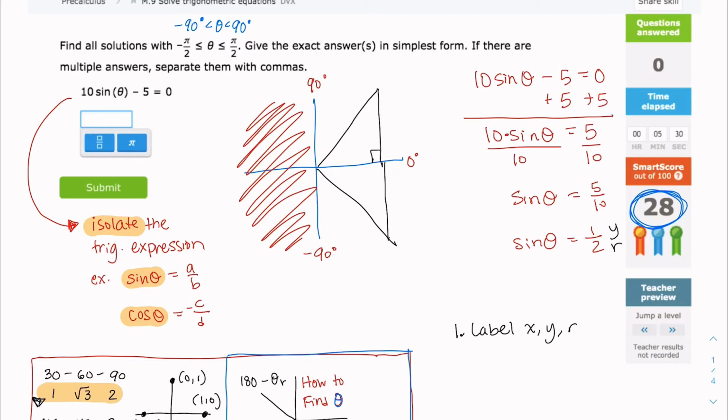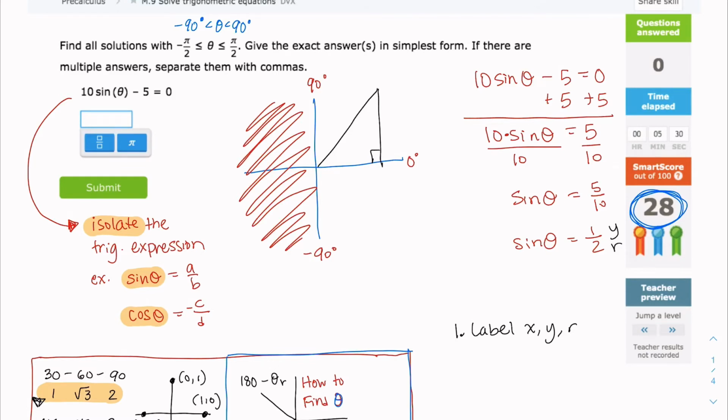For those of you who are like, wait, I don't get it, you're just saying a lot of words. The angle can't be here because my y value would be negative 1. And then r would be 2. So if I put y over r, I'm going to get a negative 1/2. But I want a positive 1/2. That's how I know I'm looking for a positive y value.